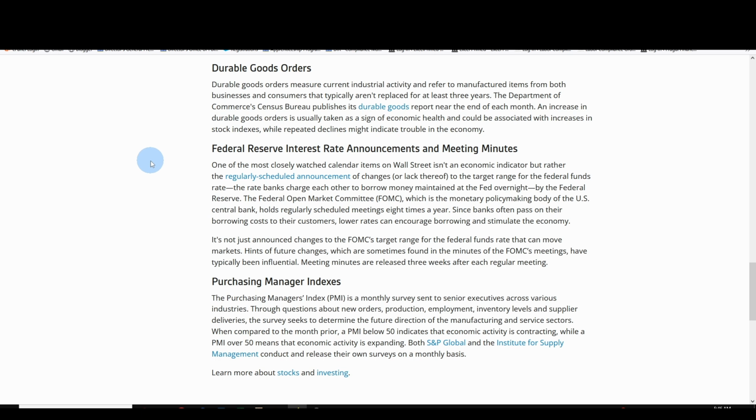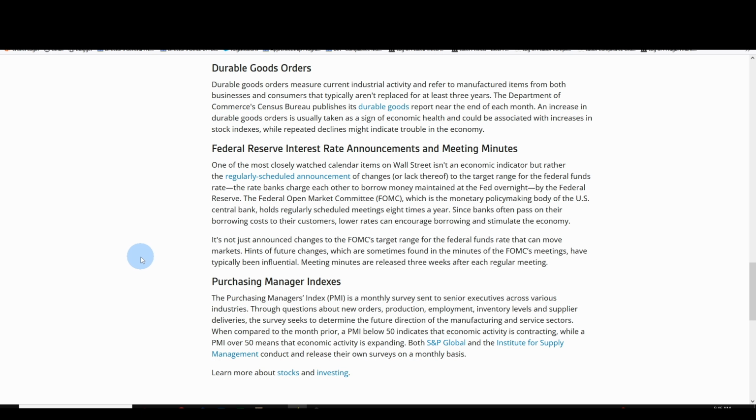The Federal Open Market Committee, which is the monetary policy making body of the U.S. Central Bank, holds regularly scheduled meetings 8 times a year. Since banks often pass on their borrowing costs to their customers, lower rates can encourage borrowing and stimulate the economy. It's not just announced changes to the FOMC's target range for the Fed funds rate that can move markets. Hints of future changes, which are sometimes found in the minutes of the FOMC's meetings, have typically been influential. Meeting minutes are released 3 weeks after each regular meeting.